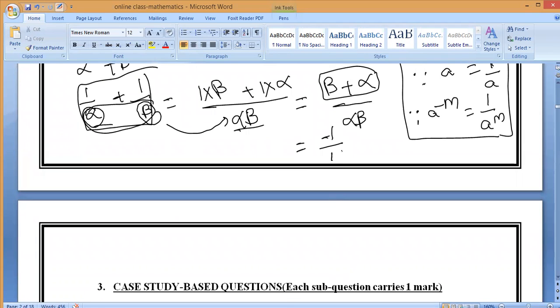What is the final answer? Minus 1 into 5, which is minus 5. The answer is minus 5. Do you understand? Any doubt? Yes, ma'am. Just substitute the values of alpha plus beta and alpha into beta. Do you understand?